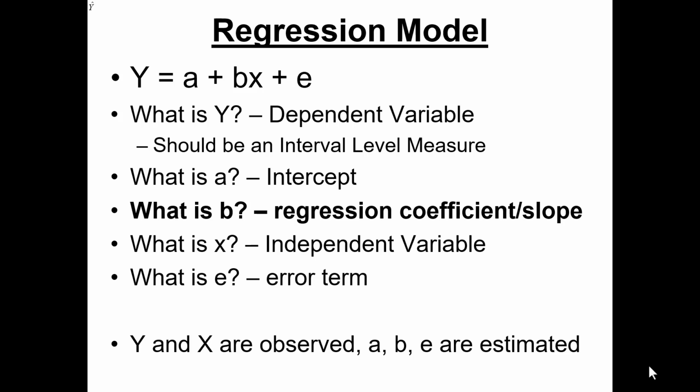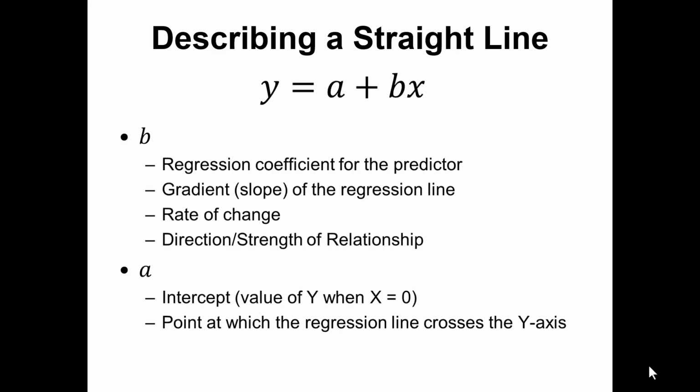X is the independent variable, Y is the dependent variable, right? Y and X are the real data, they're observed, right? Whereas A, B, and E, right, the constant, the slope, and the error term are all estimated through the statistical technique of OLS regression. Y and X are the real data that you plug in to SPSS or any statistical tool or equation, and they're going to estimate A, B, and E for you, right?